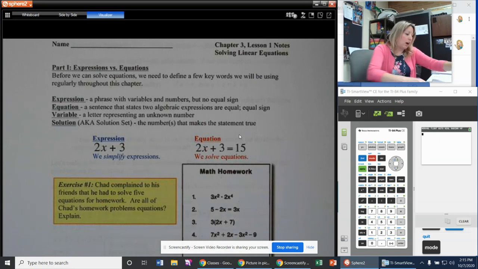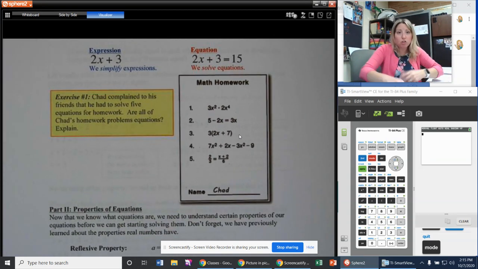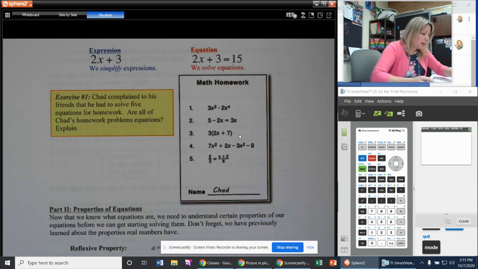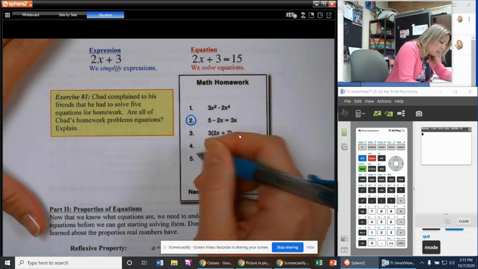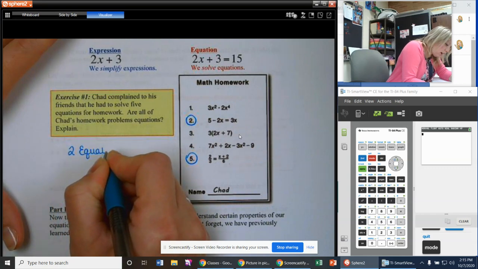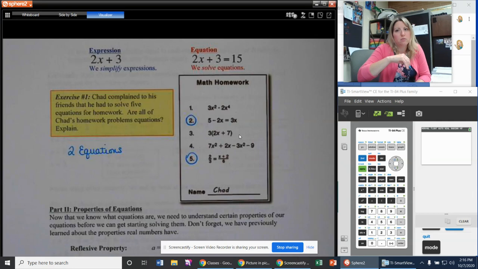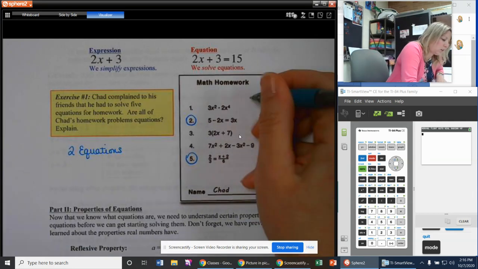So way back when, on this old Regents exam, this question appeared with good old Chad here. Chad has his homework, and he complained to a friend that he had to solve 5 equations on his homework. Chad, come on. There are not 5 equations on this homework. In fact, there are only 2 equations on this homework because equations require an equal sign. So get it together, Chad, right? The other 2 are just simplifying stuff because they're expressions. So this is an expression.